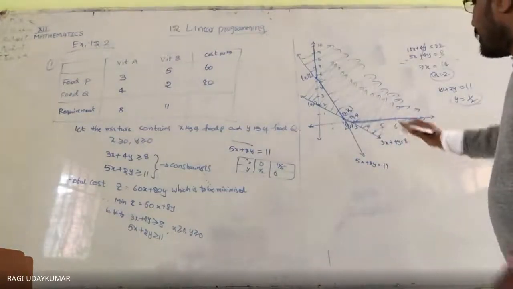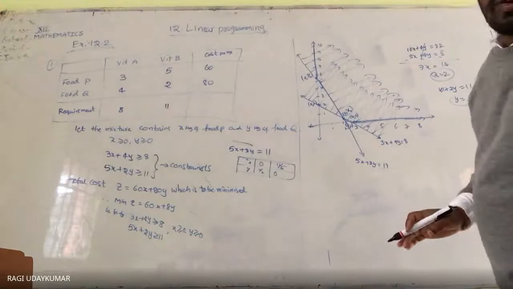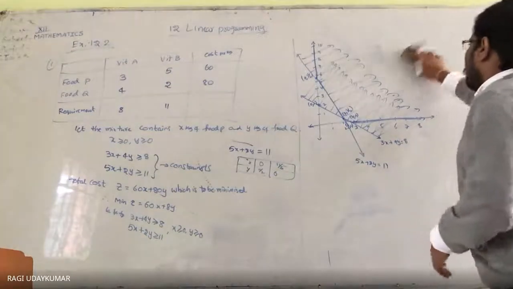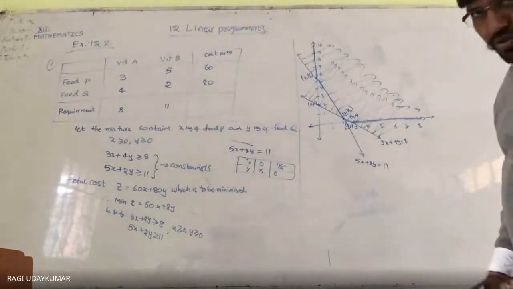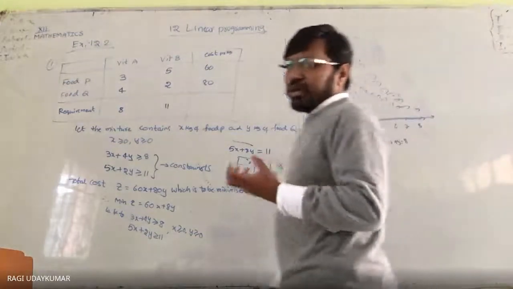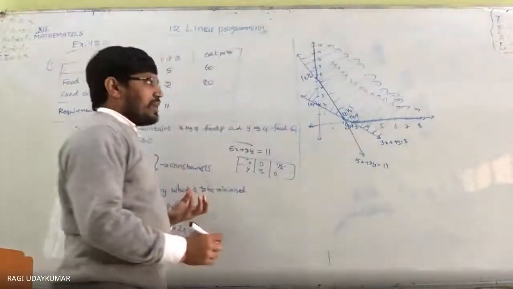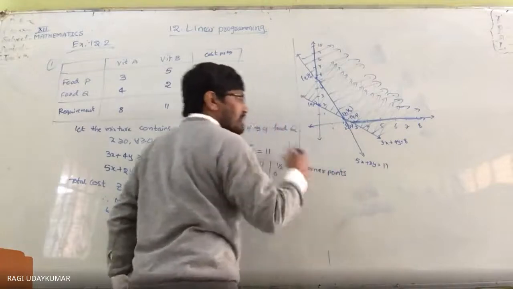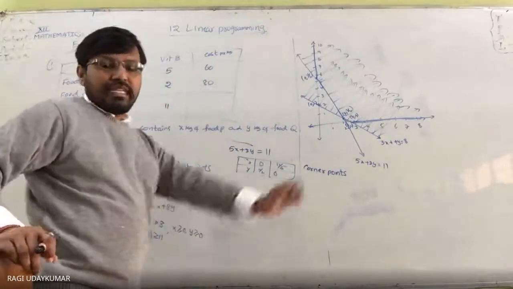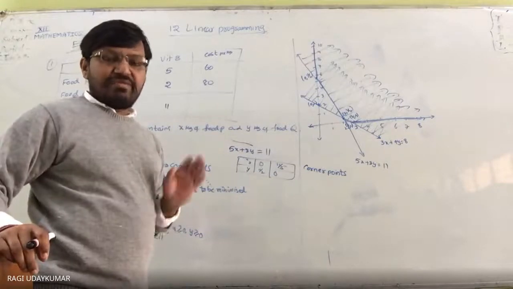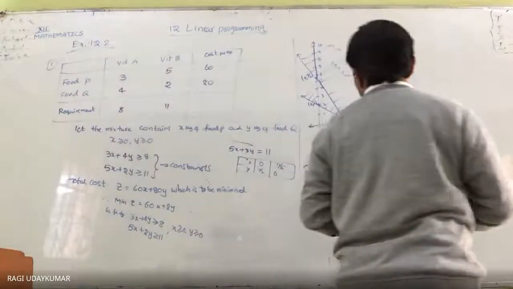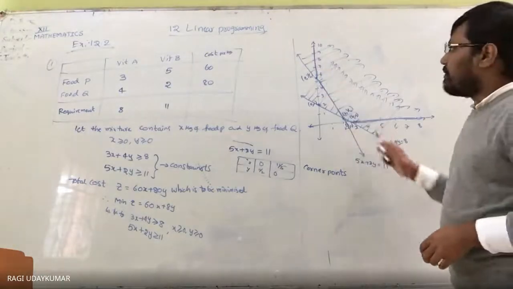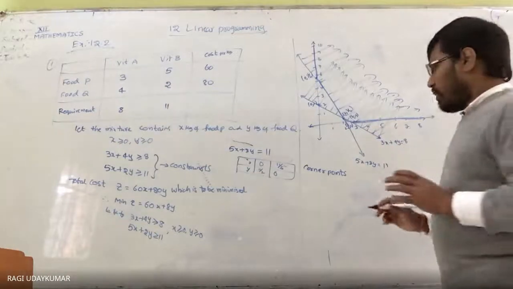Even though I cannot identify the point in the graph, we can find that point. So now what are the corner points that you need to identify? The minimum value or maximum value will exist at the corner points. If it is unbounded, whenever you are taking the minimum value, you take the corner points into consideration, and it exists at one of the corner points. So the corner points should be taken into consideration.